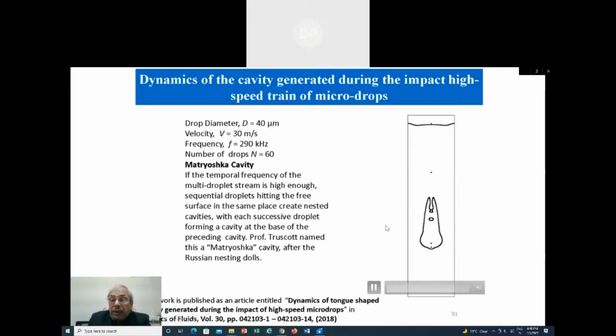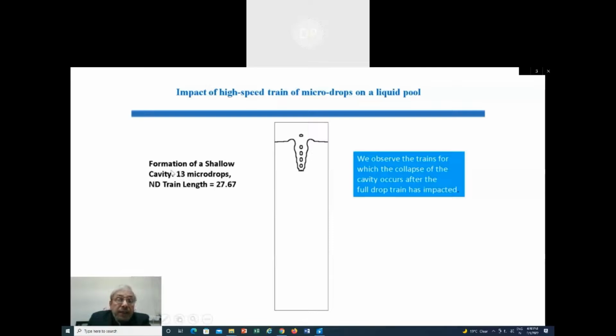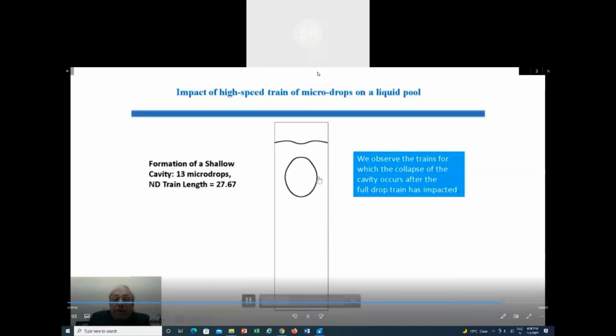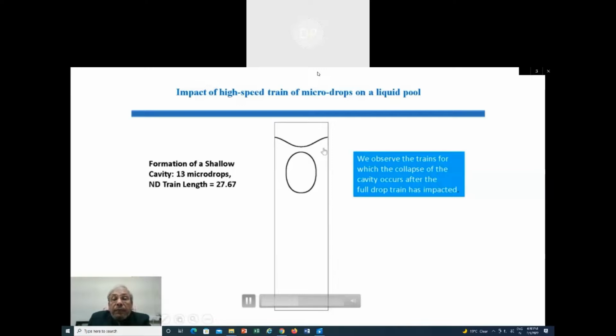There can be shallow cavities if the number of drops is less. Here we have studied something else with 13 microdrops, and we can see the way the crater is formed, and this cavity also gets closed, gets pinched off, and a large air bubble is entrapped. This is almost like large bubble entrapment, and then it starts interacting with the free surface, and we can see the subsequent interaction, for a shallow cavity with 13 microdrops created by a train of smaller number of drops.